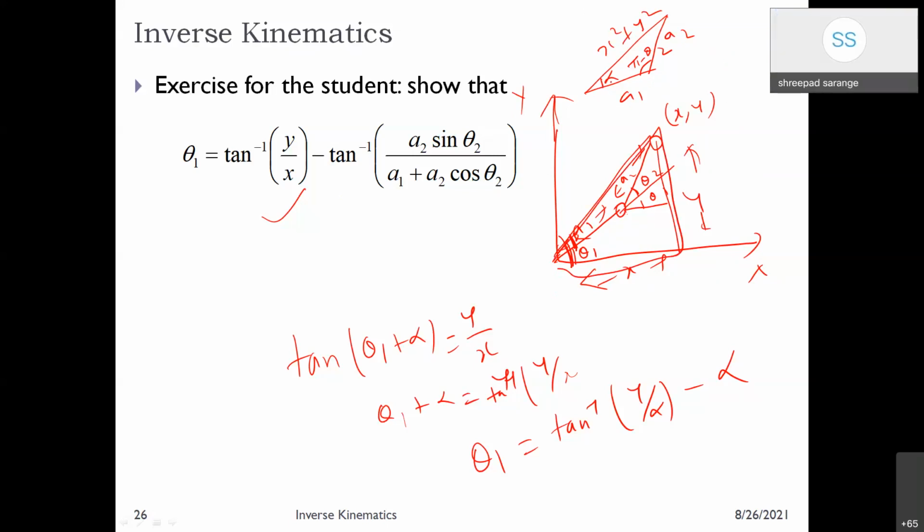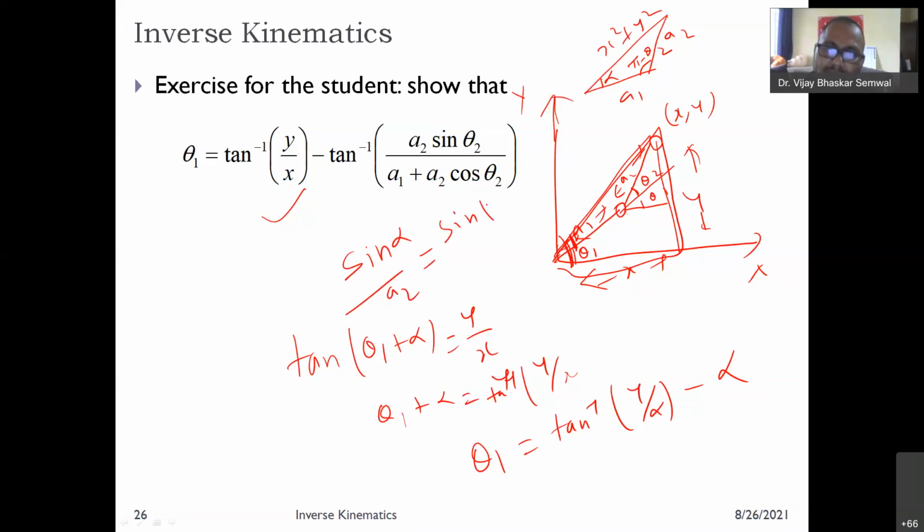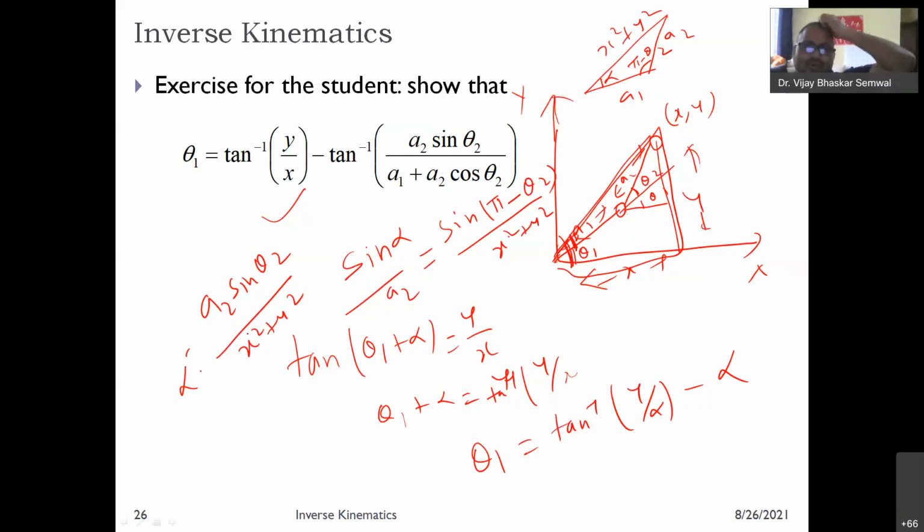Now what you will do: sine alpha upon A2, and similarly this is A1 cos theta 1. So you can have sine alpha upon the side in front of A2 equal to sine of pi minus theta 2 upon x square plus y square. This way also I can go. So from here sine alpha equals A2 sine theta 2 upon x square plus y square. Alpha is sine inverse, but I am writing in tan inverse form, so you have to calculate cos also. Then sine theta upon cos theta you will do. You can easily get this.